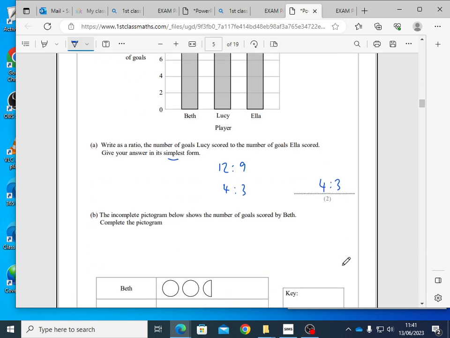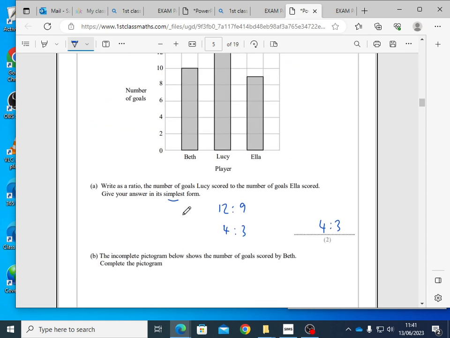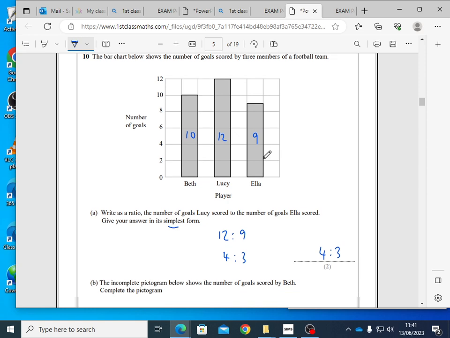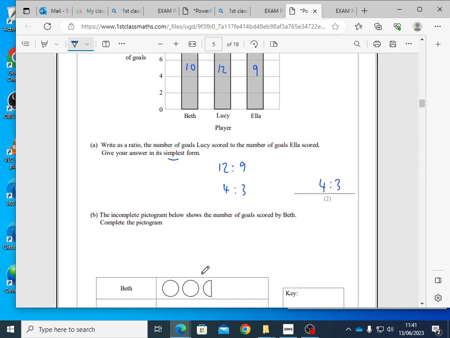The incomplete pictogram below shows the number of goals scored by Beth. So from there, Beth scored 10. Lucy scored 12, and Ella scored 9. So if 2.5 circles represents 10 goals, that means if you divide that by 2.5, you're going to get one circle.